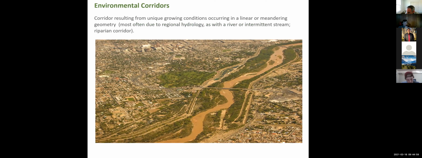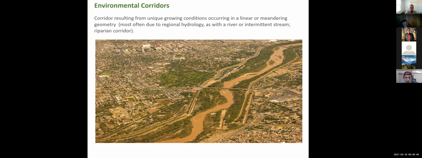So first we'll start with environmental corridors, which result from unique environmental conditions occurring in a linear or meandering geometry. Essentially, it means that the plant community is growing in a particular linear area because of favorable growing conditions that can be found there that are lacking in the larger matrix. These types of corridors are nearly always associated with hydrology, and they have an abundance of plants growing in moist soils along rivers and streams. They're typically referred to, of course, as riparian corridors in these natural conditions.